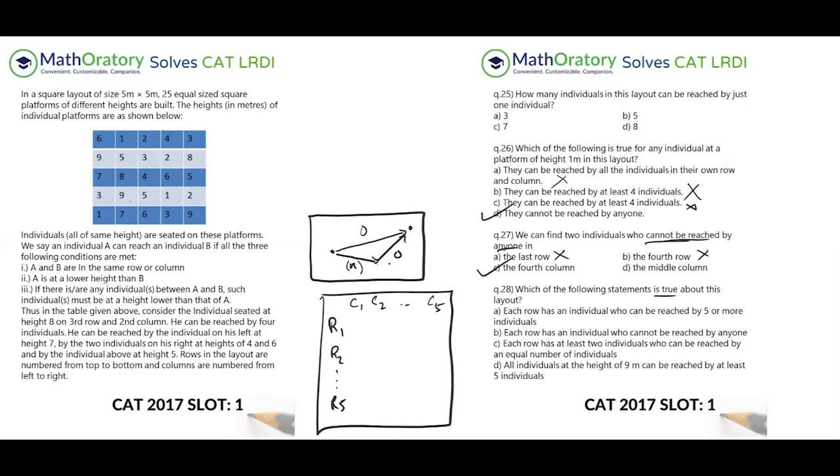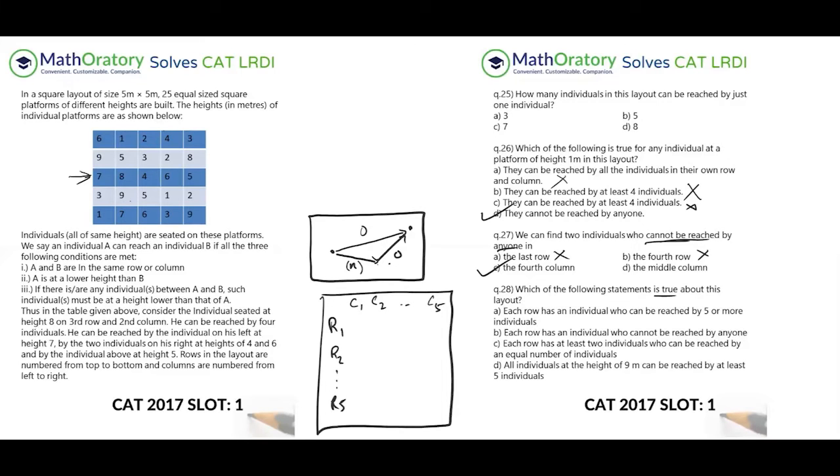Each row has an individual who cannot be reached by anyone. This is incorrect because there are many rows. We were testing this in the previous question itself. There were many rows in which an individual. Okay, so wow. No. This is saying each row has an individual who cannot be reached by anyone. Okay, so let's test the rows first. No, I should not put a cross here. There could be an individual who cannot be reached by anyone in each row. Let's test that out. So let's test the rows which don't have a one.